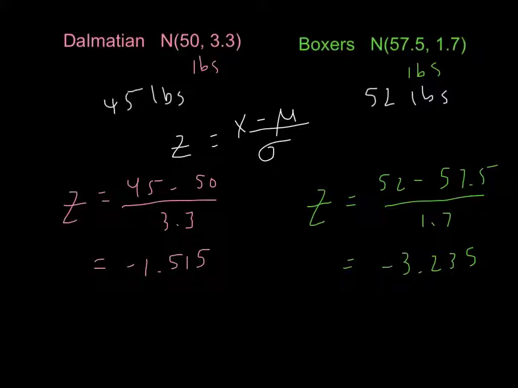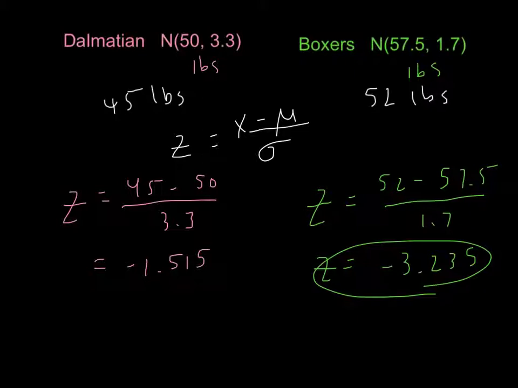And hopefully you say, wow, the boxer is drastically underweight. More than 3 standard deviations below the average weight in terms of standard deviations. That is off the charts. That boxer is malnourished, not eating, sick, something's wrong. But in terms of just answering the question, which dog is more underweight? The boxer is, because its Z-score is further from the mean.